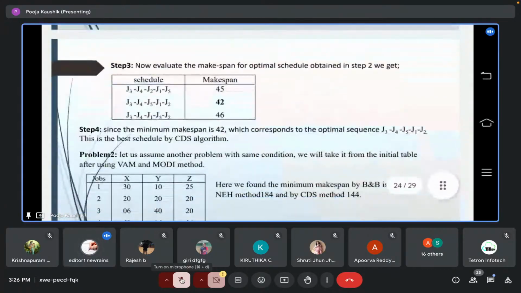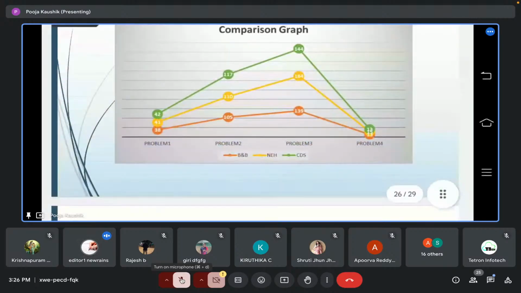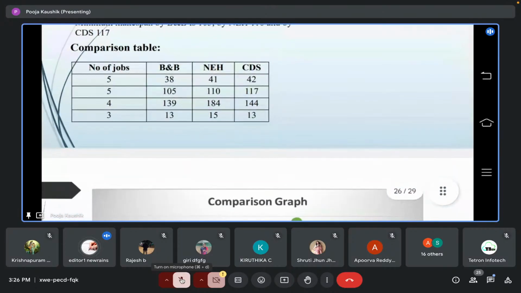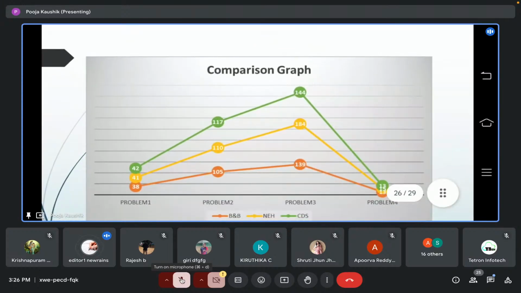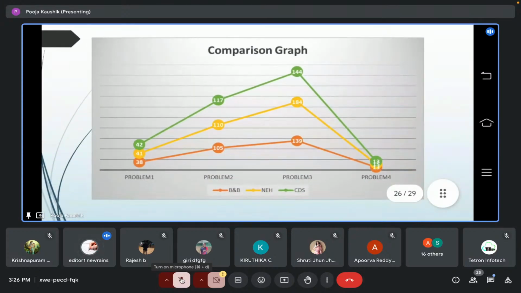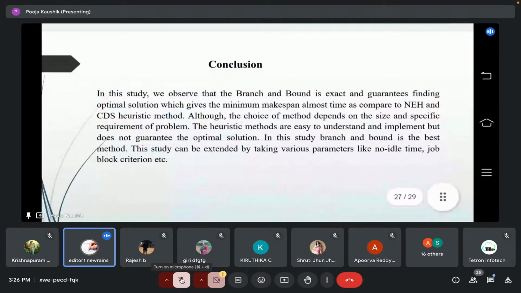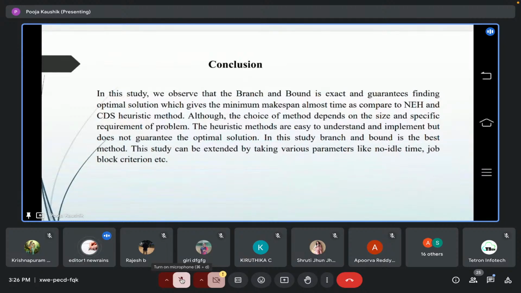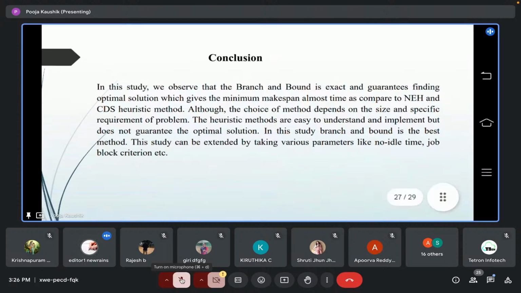The comparison of all these methods is given here. Here is the comparison table, and here is the comparison graph indicating the difference between the three approaches, which are BNB, NEH, and CDS. The conclusion comes out to be, ma'am, that BNB gives the exact solution, while it gives the minimum makespan as compared to NEH and these heuristic methods. So we find that the best method is BNB, the branch and bound method.